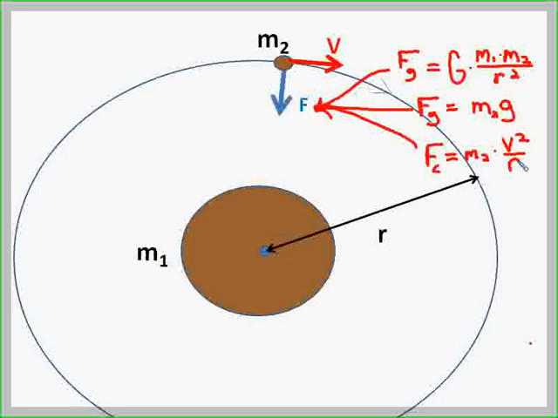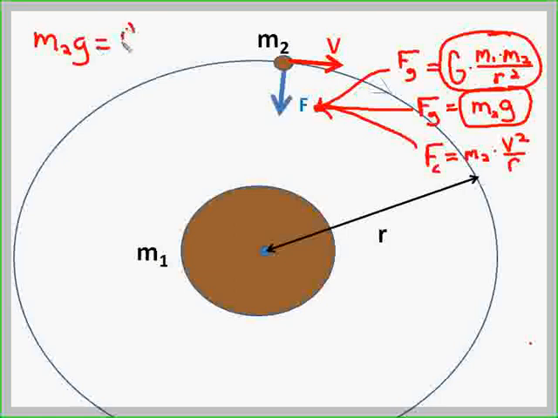Depending on what the givens are, you can set any two right-hand sides equal to each other. For example, if I set this formula here and this formula here equal to each other, I get m2g equals big G, 6.67 times 10 to the negative 11 Newton meter squared over kilogram squared, times m1 times m2 all over r squared.